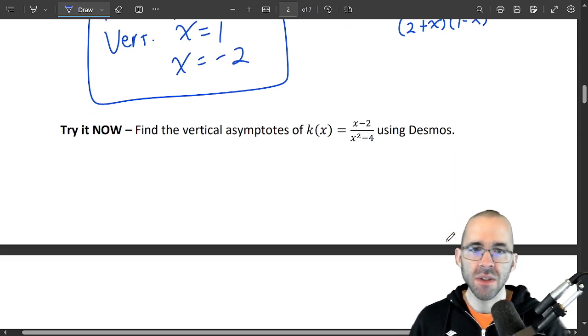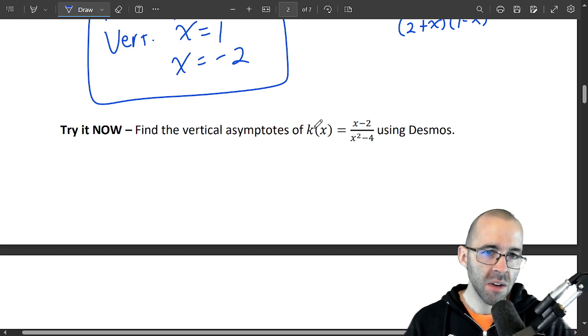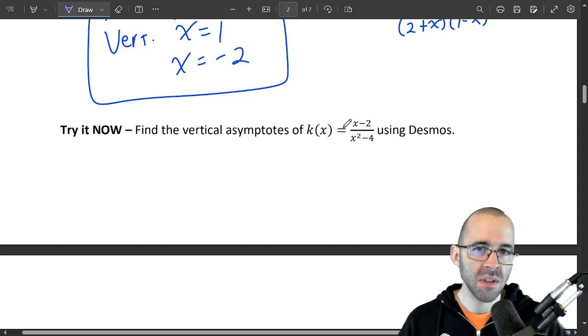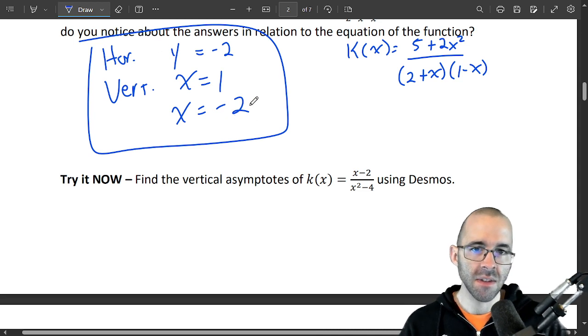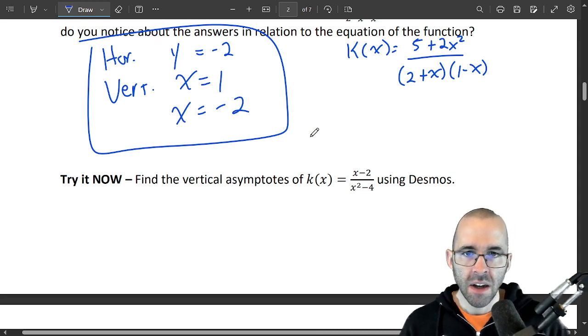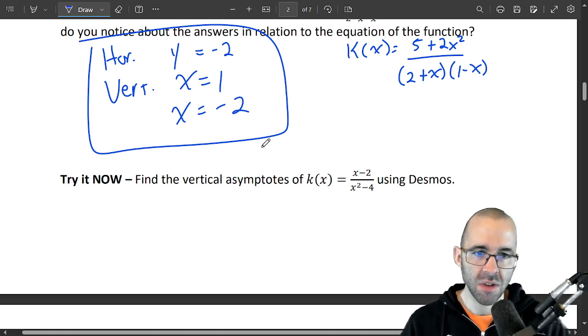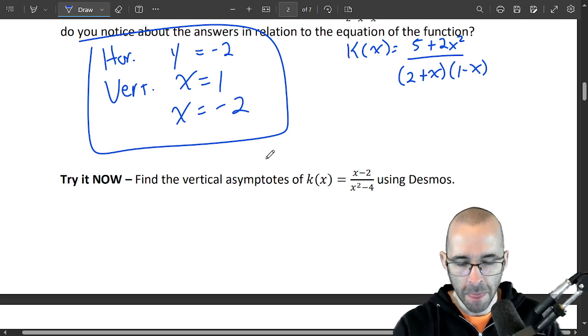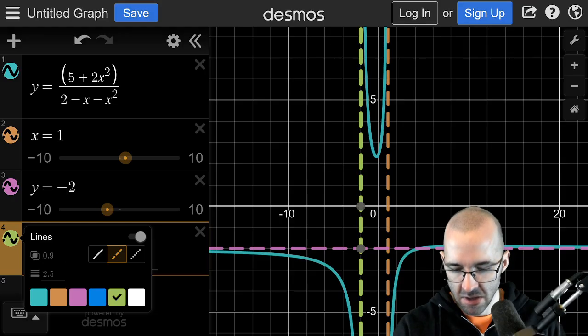Let's end this with just a little practice, very similar to what we had before. Pause the video, try to graph this on Desmos, and see if you can find the equations of all the asymptotes. It just says vertical asymptotes, but good practice if you can get horizontal asymptotes too, if there are any. All right, x minus 2 over x squared minus 4.